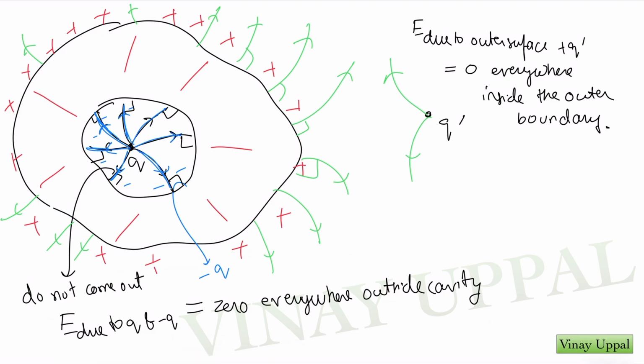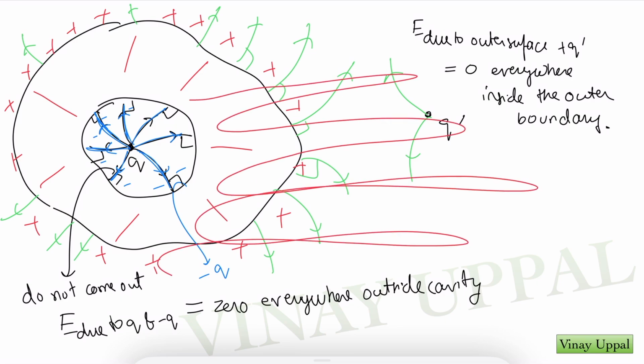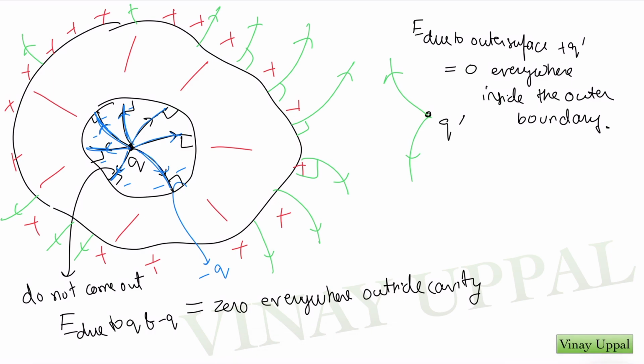So everywhere outside the cavity, if the field is 0, that means the potential due to Q and minus Q will be a constant. Now, can we say something about the value of the constant? Everywhere outside the cavity means all this region including infinity, and we know at infinity we have the convention that potential is 0. We choose that, and therefore potential due to Q and minus Q is 0 everywhere outside the cavity.